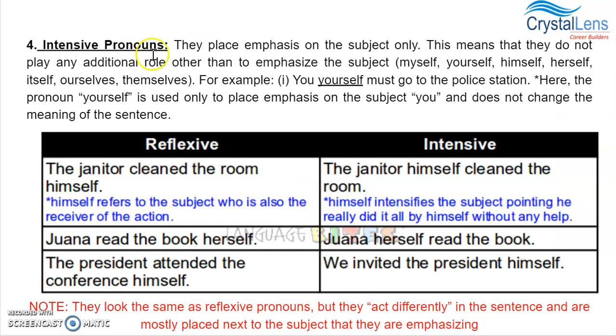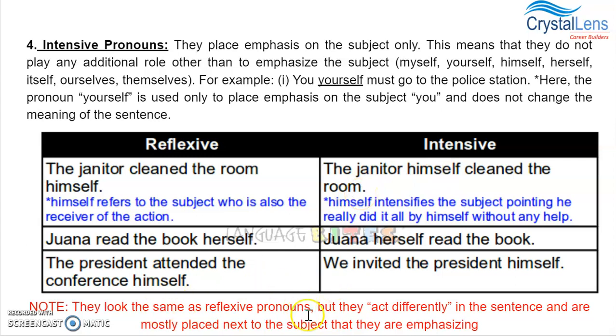Next is intensive pronoun. This is a pronoun that is used to place emphasis on the subject. Now, it is very, very similar to reflexive pronoun because we still use things like himself, myself, ourselves, and things like that. However, in this case, intensive pronouns help to intensify the subject. Take a good look at this example. It says the janitor himself cleaned the room. We want to emphasize that it was the janitor who cleaned the room. And so we are saying the janitor himself cleaned the room.